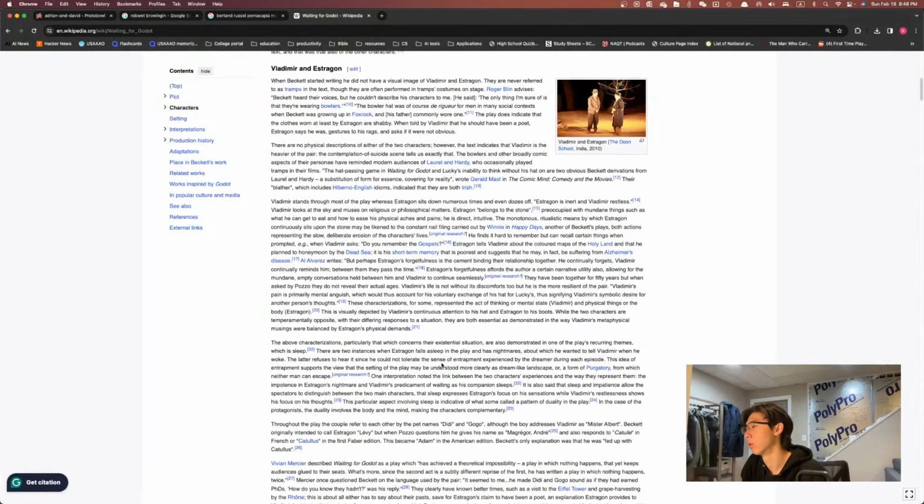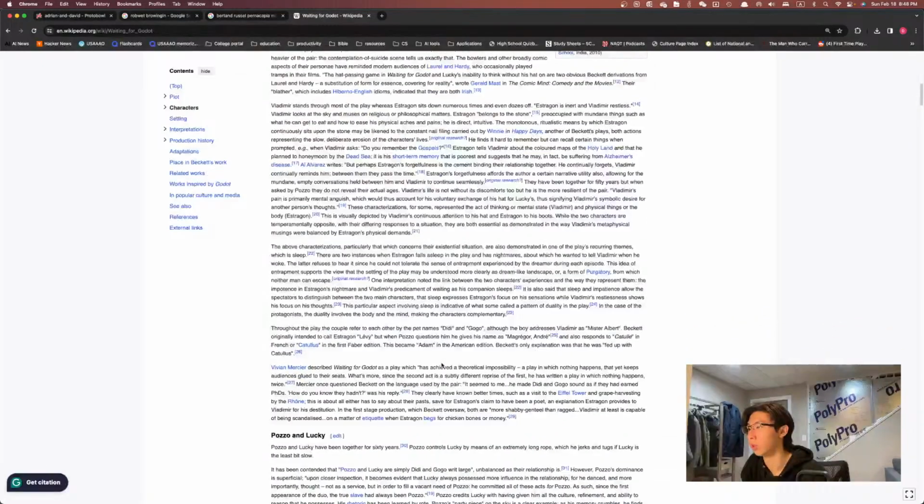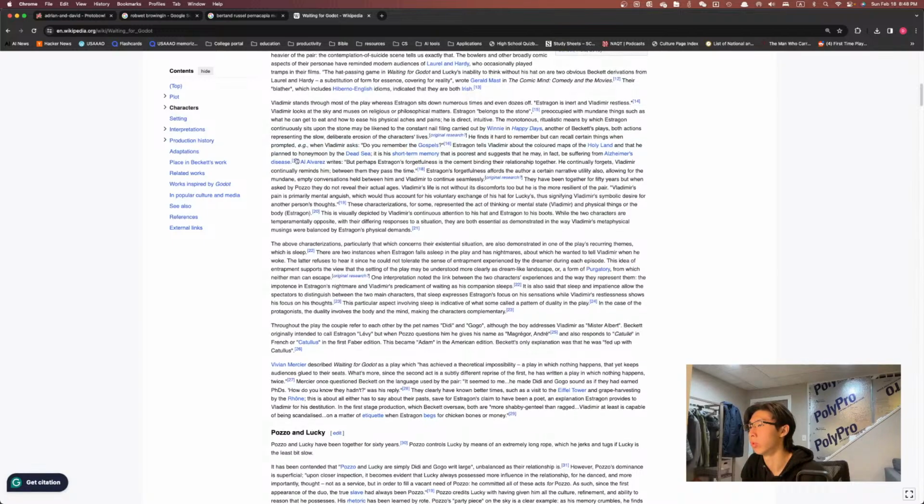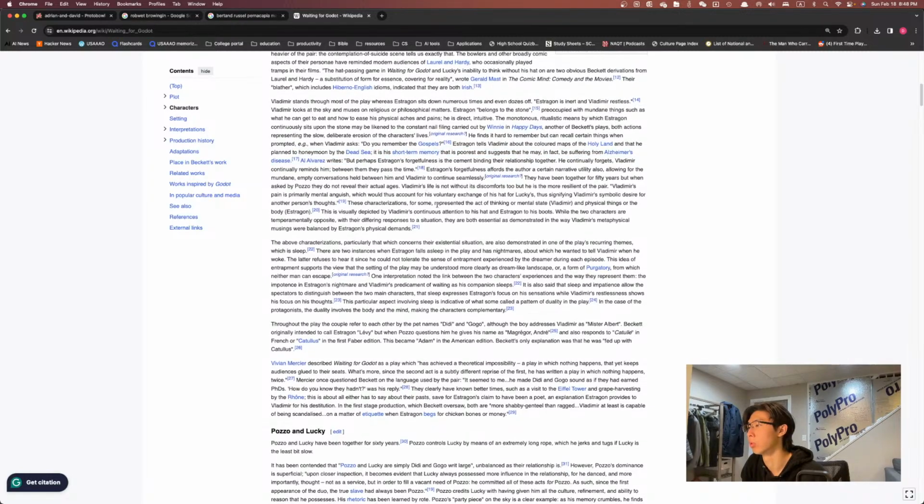Estragon is inert and Vladimir restless. Do you remember the Gospels? Oh, this is part of the clue. Colored maps of the Holy Land and the planned honeymoon by the Dead Sea. Short-term memory that is porous and suggests that he may be in fact suffering from Alzheimer's.